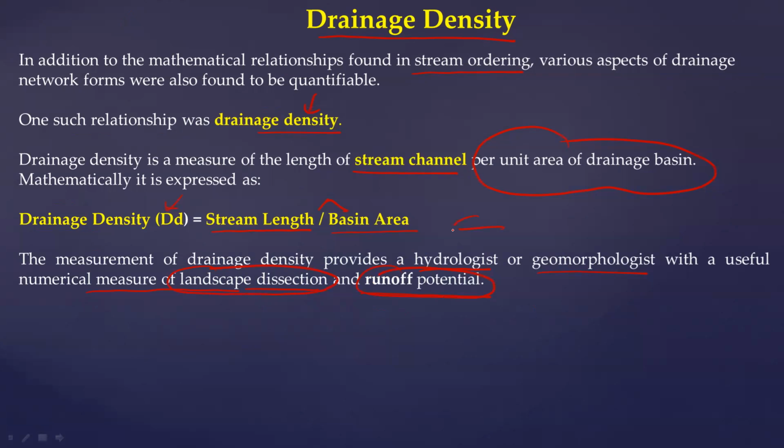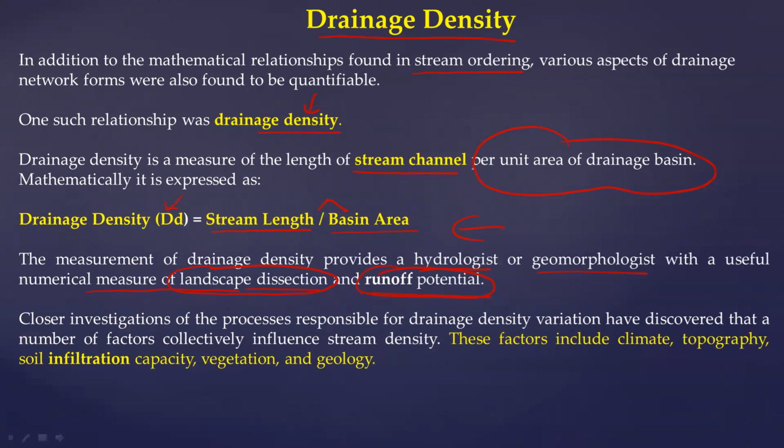If you want to know, you need to know what is the density of drainage in that area, right? So with closer investigations of the processes responsible for this density, you will understand the factors here. So which are the factors? Climate, topography, soil infiltration capacity, vegetation, geology. All these factors influence or control the drainage density, right?